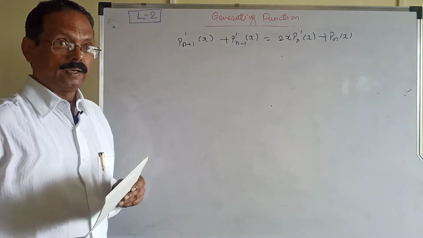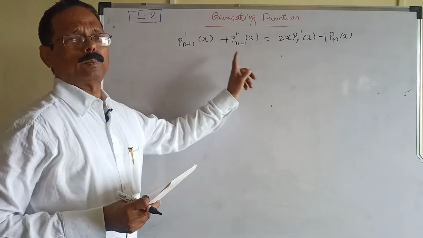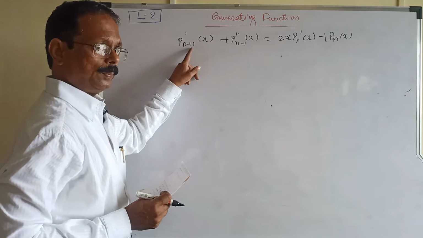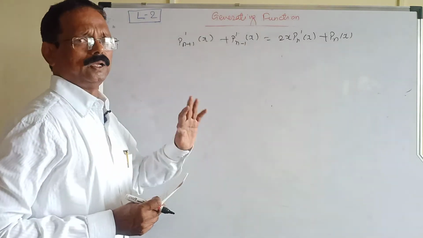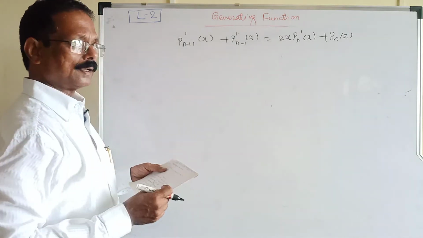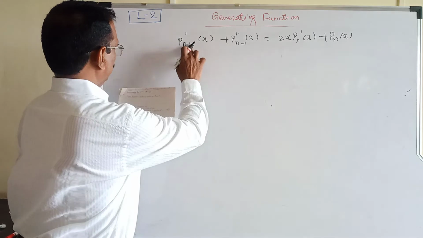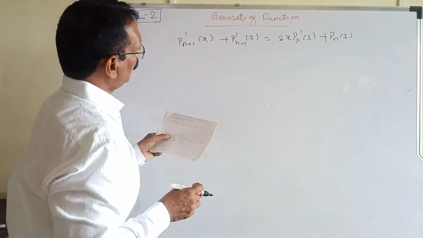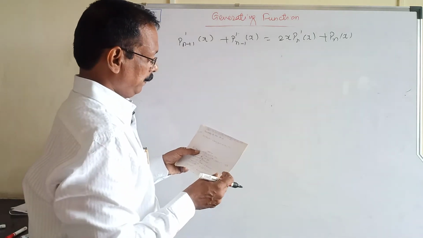If in a question paper, see the question paper. What is the example here? Write the example properly here. Instead of Pn plus 1, if you write Pn, then if you solve any example up to the last point, you don't get the result. So observe this example. What is given here? Pn plus 1 dash of x plus Pn minus 1 dash of x is equal to 2x Pn dash of x plus Pn of x here.